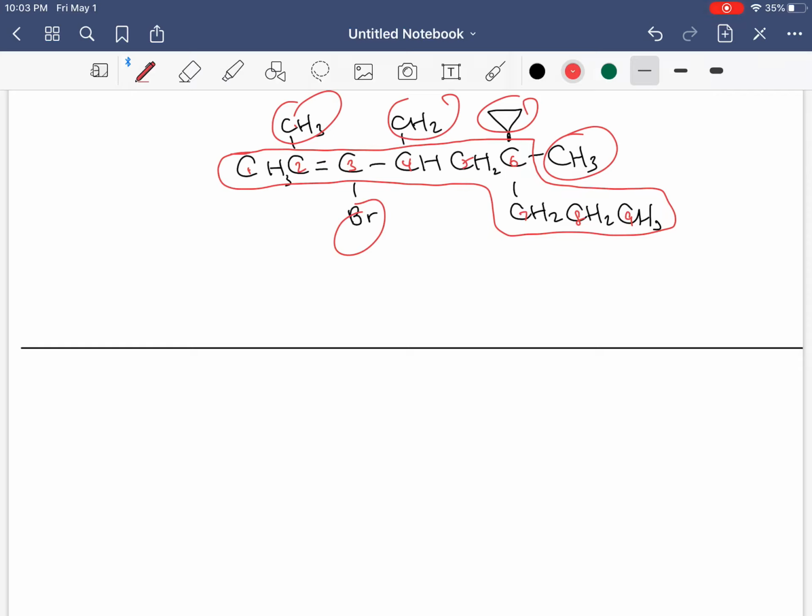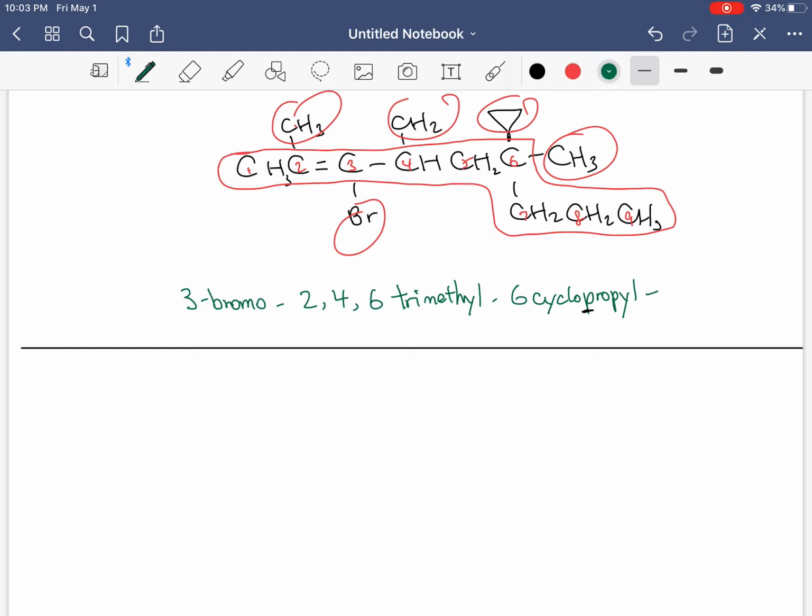Okay, so in this case, I can see that at the number 3 position, there is a bromo. At the 2, 4, 6 position, there's 3-methyl. At the number 6 position, there is a cyclopropyl. Just to refresh your memory, when it comes to a cyclic molecule, it's not the C that counts, it's the number of carbons that counts for alphabetical comparison.